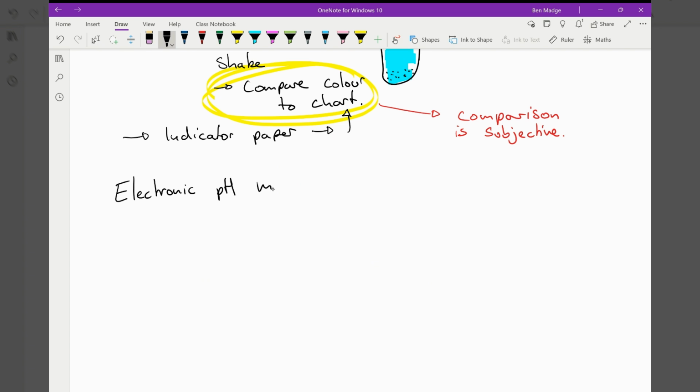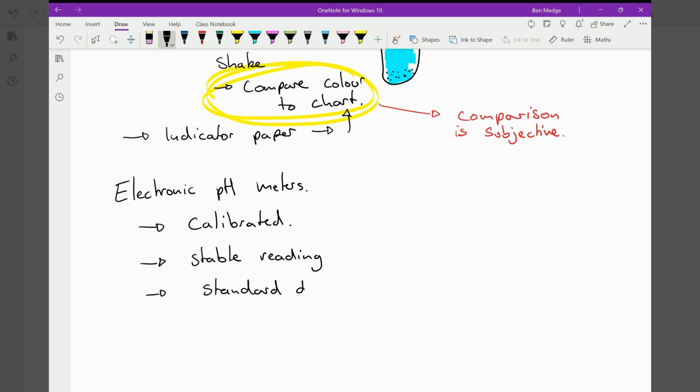pH meters. The pH meter should be calibrated using a known sample. So this is really important. It's always calibrated first. And then you need to wait until you have a stable or constant reading, which might take a little bit of time. And it should be placed at a standard depth within your sample. So you'd prepare a sample in the same way as you have done for the others. But once you've done that, you just use the electronic pH meter.